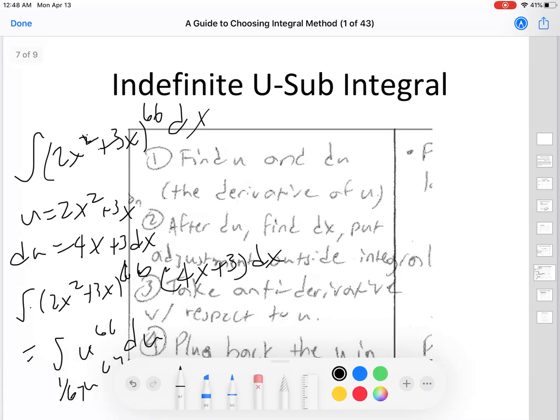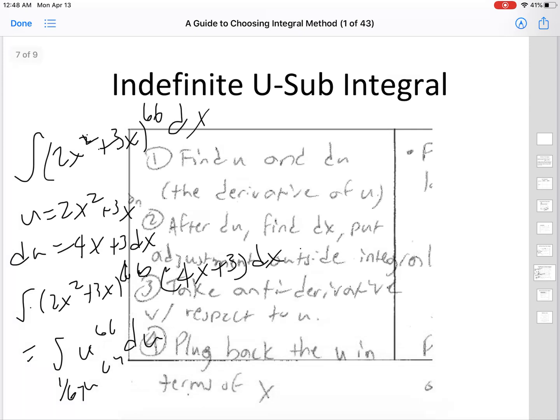And then, of course, when you're done, we like you to make sure that you're plugging that u back in terms of x, and adding the plus c in. So I think that goes without saying that there's a plus c. When we get to definite integrals, that's when we can kind of get rid of that plus c in the final answer.